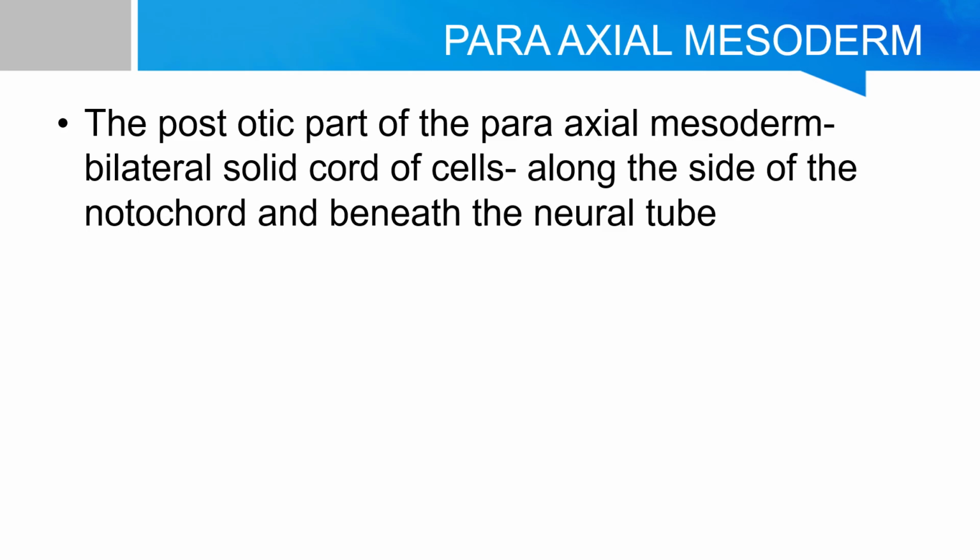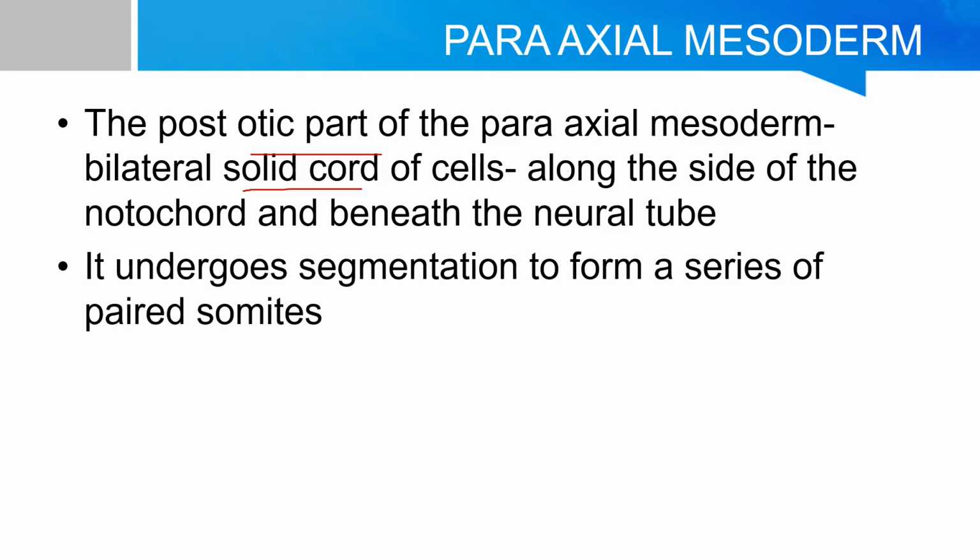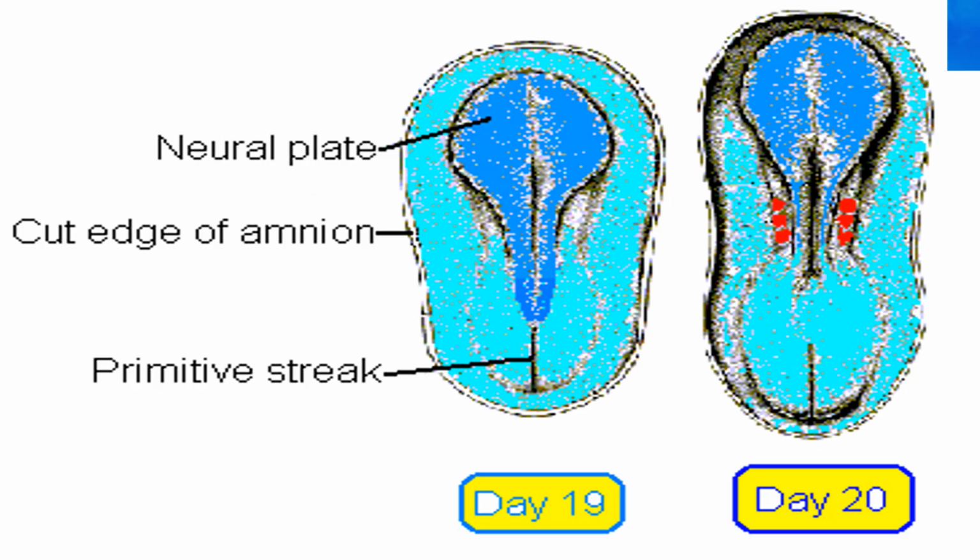This post-otic part will be forming the bilateral solid cord of cells along the side of the notochord, that is beneath the neural tube. So this post-otic part undergoes segmentation, that is called a series of paired somites. So this is the beginning of the day 19th and day 20th, where the somites are formed from the paraxial mesoderm, only from the post-otic part of the paraxial mesoderm.